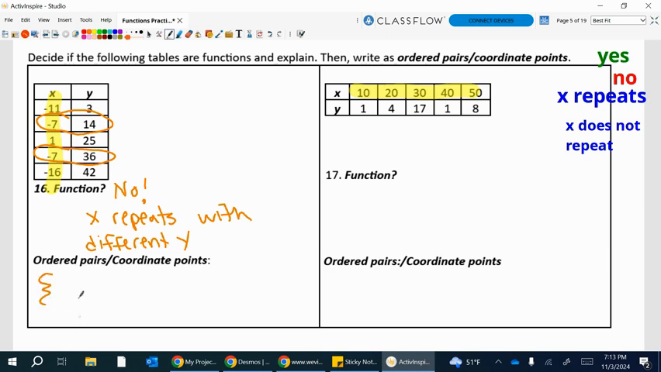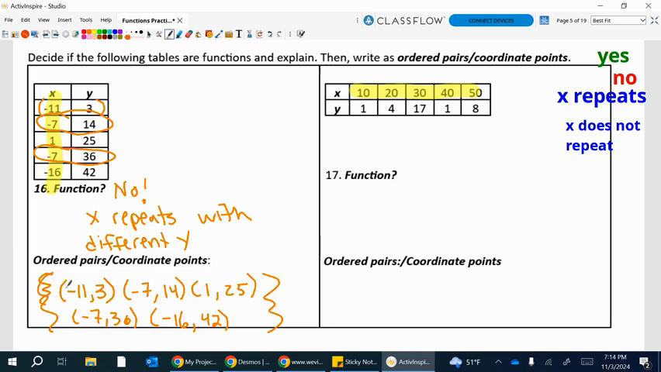Okay, now it wants us to write this table and change it to ordered pairs or coordinate points. I'm going to do a little squiggle because it's going to be a set, and we're just going to copy it with the x and the y value together. Parentheses, -11, comma 3. Our next point is here. That's -7, comma 14. Then here, 1, 25, then -7, 36. Big squiggle then. And then our last one is -16, comma 42. It is important that if you're writing ordered pairs, it has parentheses around it with a comma between the x and the y value.